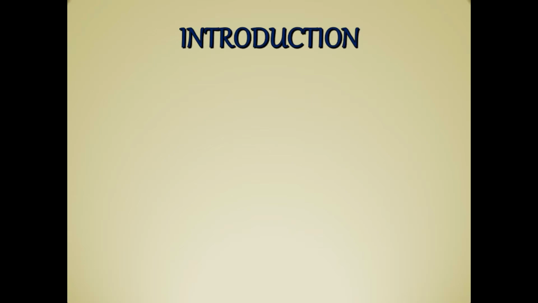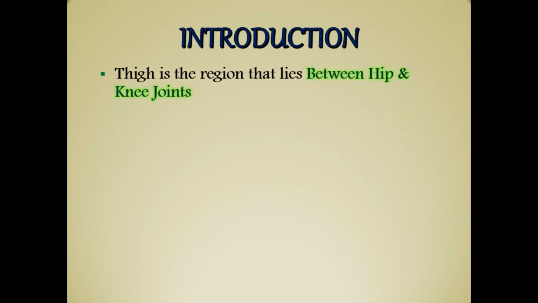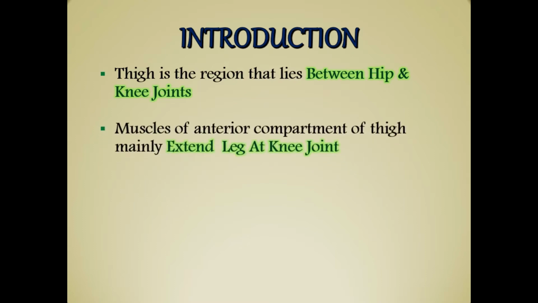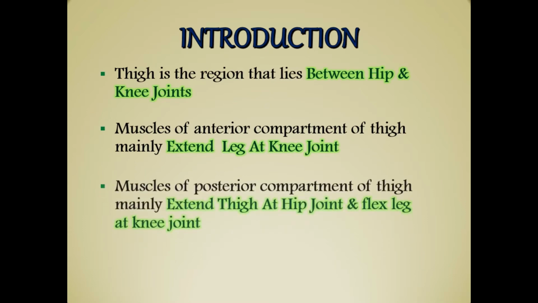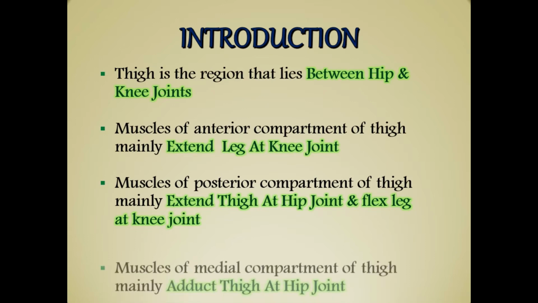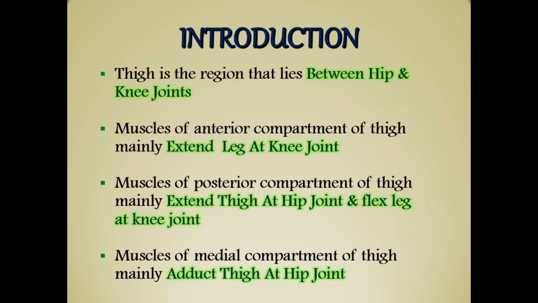Features of the three compartments of thigh. The thigh is a region that lies between hip and knee joint. Muscles of the anterior compartment of thigh mainly extend leg at knee joint. Muscles of posterior compartment of thigh mainly extend thigh at hip joint and flex leg at the knee joint. Muscles of medial compartment of thigh mainly adduct thigh at hip joint.